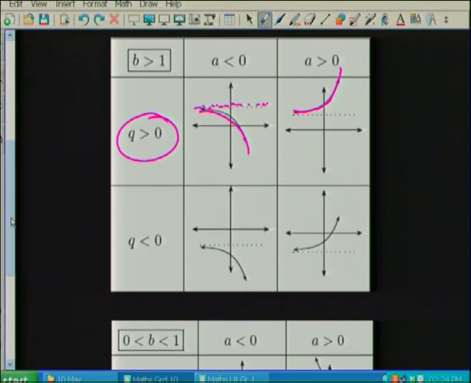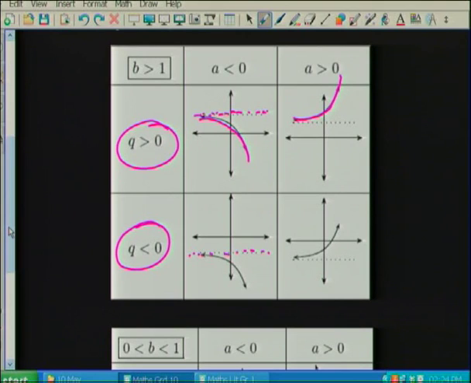Let's have a look at our next scenario. Our next scenario, Q is less than 0. And I know that because my horizontal asymptote is below the x-axis. The value for A must be less than 0 because my graph is below the asymptote. The value for A must be greater than 0 over here because my graph is above the asymptote. Now, for all of these graphs, I can say that B must have been greater than 1. Why? Because they all start off close to the asymptote and move further and further away.